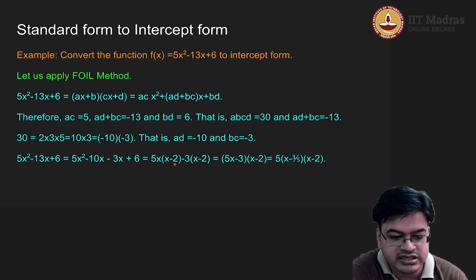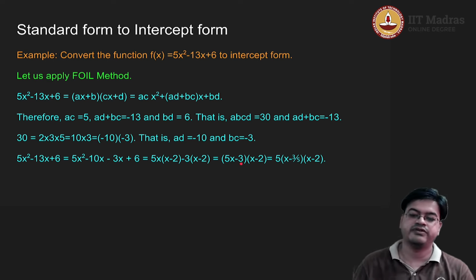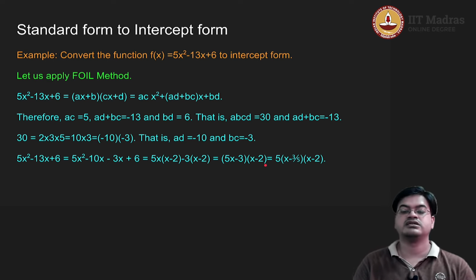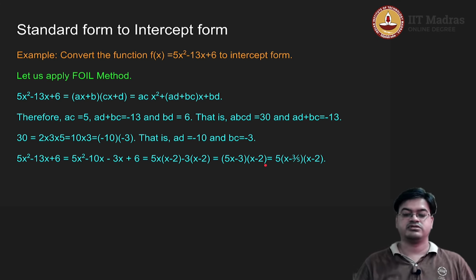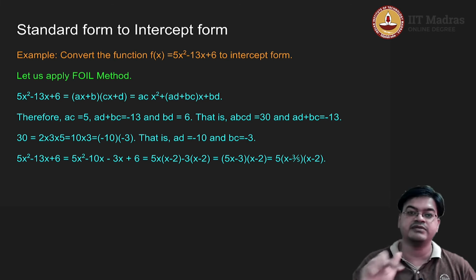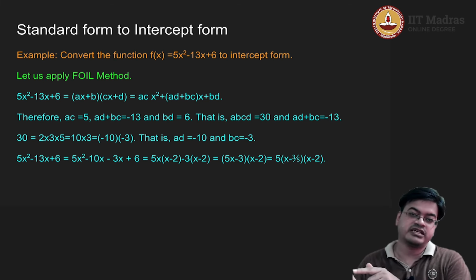So essentially this expression will come if I have 5x minus 3 into x minus 2. Now, is this in the intercept form? No, still it is not in the intercept form. What is the intercept form? It is a times x minus p, x minus q.